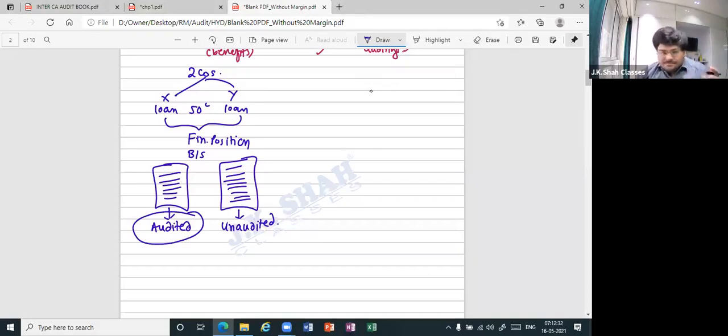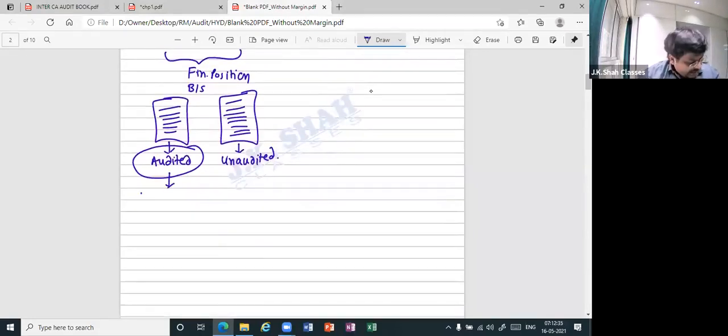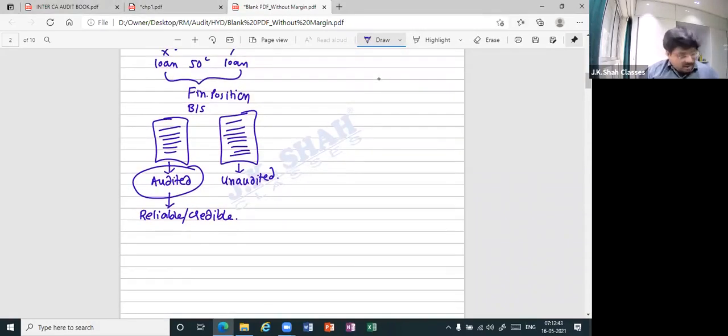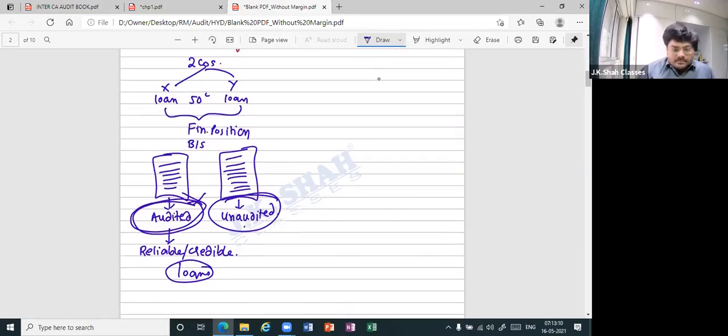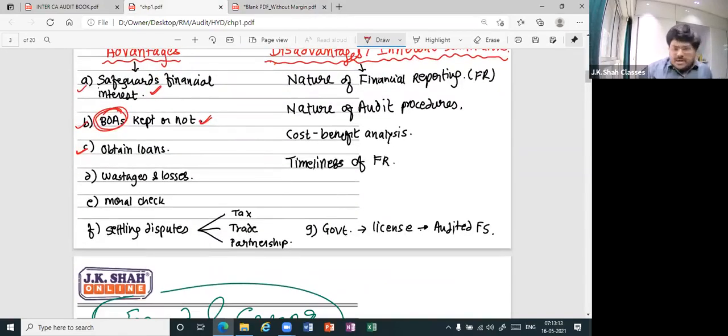What does that mean? If the financial statements are audited, can I say definitely they are more reliable? It means they are definitely more credible. And therefore, it helps you to obtain loans. Always remember why: because the banks and the financial institutions always prefer not normal financial statements, they always prefer audited financial statements, because then it becomes simpler. I'm not saying the other company cannot get a loan, but out of these two, the simpler version is this one. So next, it helps you to obtain loans.